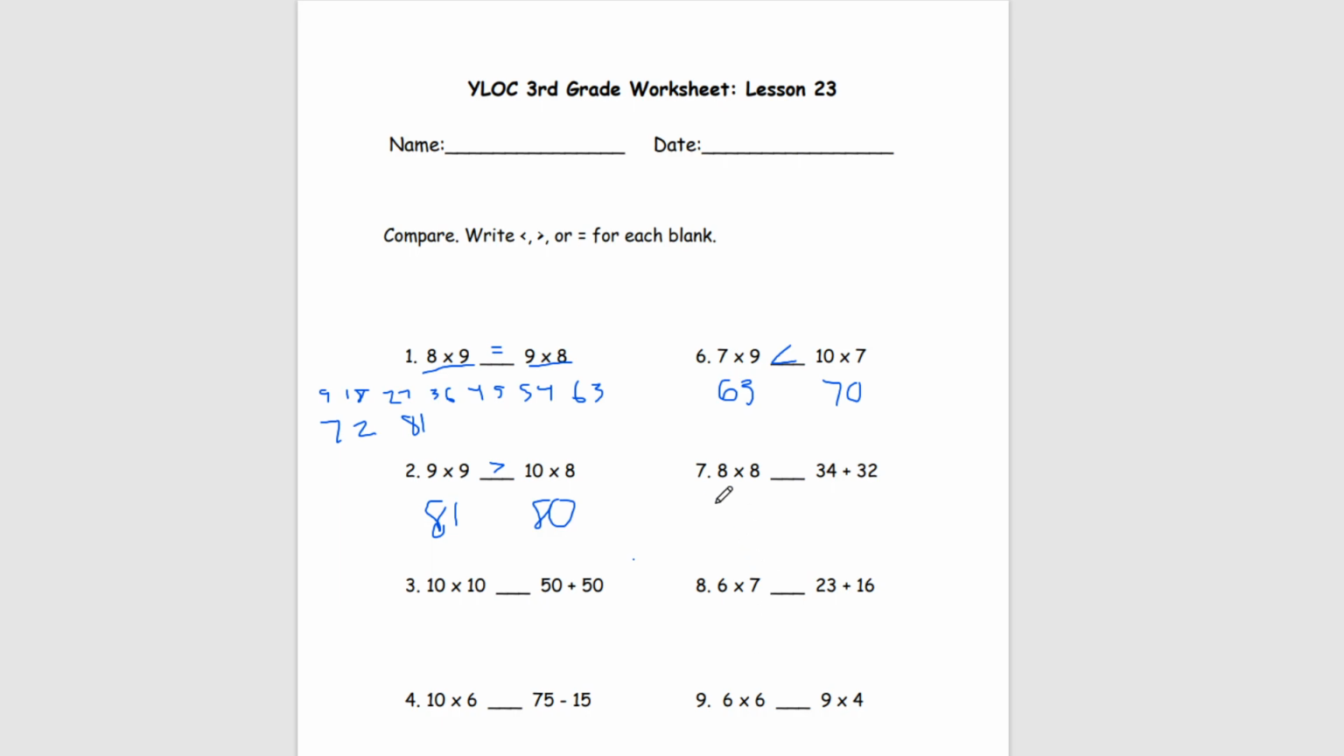For our last example, we have 8 times 8 is blank to 34 plus 32. Let's add 34 plus 32 first. We get 66. Then for this other side, if you know your times tables, you already know the answer, and if you don't, we'll have to add it the slower way. So we have 8, 16, 24, 32, 40, 48, 56, and 64. So we get 64 for 8 times 8, and we know that 64 is less than 66, so we get less than.